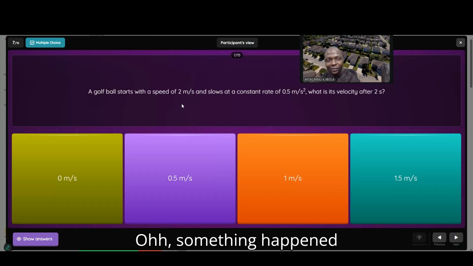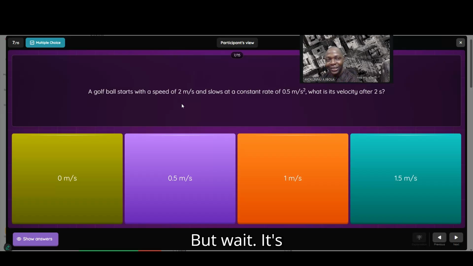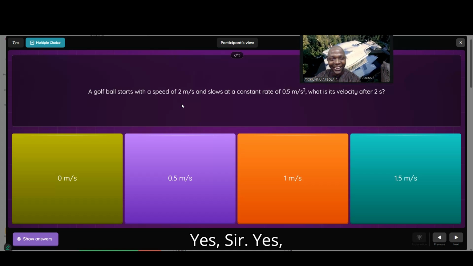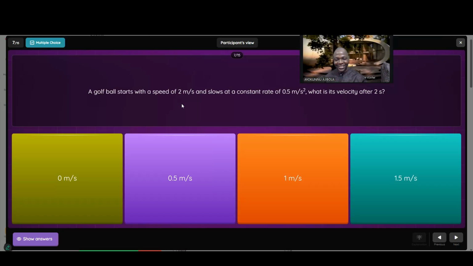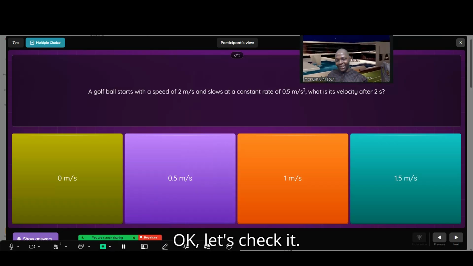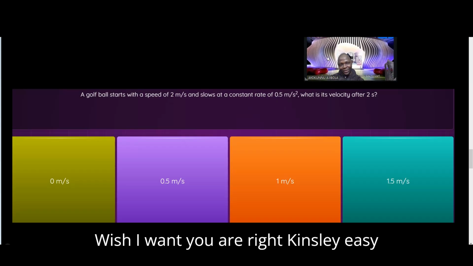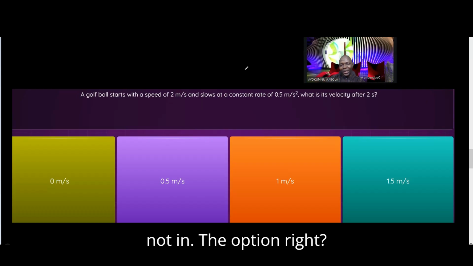But wait, I think the question is for Okiki now, right? Yes, sir. How can I use my calculator? Okay, let me check it. Wait, which formula are we going to use? It's equation 1. Equation 1, you are right, Kingsley. But Kingsley, it's like you are confused because your answer is not in the options, right?